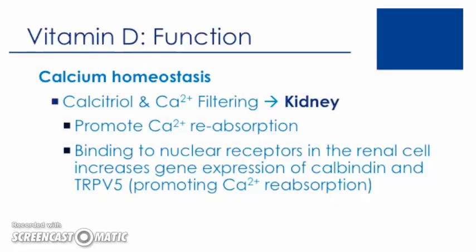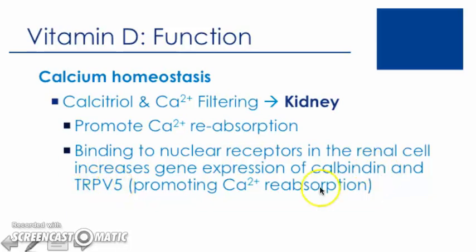So next we'll talk about the activity of calcitriol at the level of the kidney. We said previously that calcitriol promotes calcium reabsorption. So it increases the reabsorption and decreases the excretion of calcium; through urine, it decreases urinary calcium excretion. We'll see that there's the same mechanism, with calcitriol binding to nuclear receptors in the kidney, increasing gene expression and protein synthesis of calbindin and the TRPV5 channel.